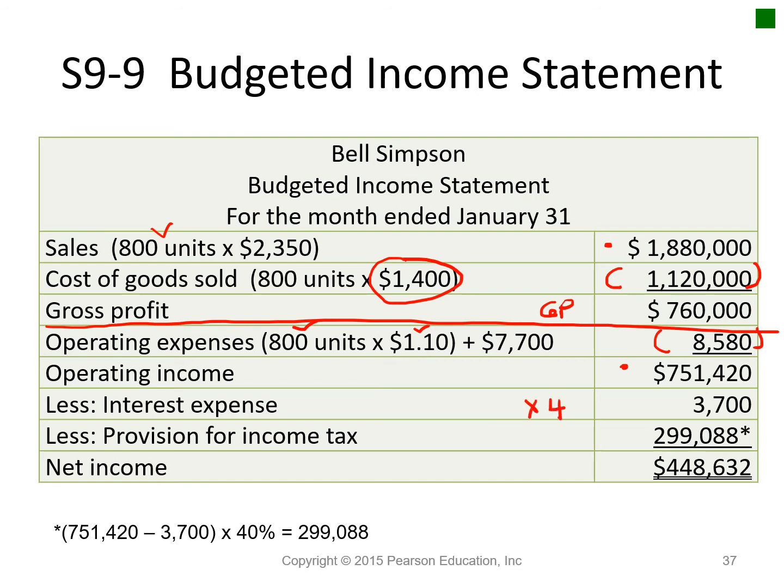You multiply that, or sorry, let's do the tax at the end. Sorry, there's interest expense. I almost forgot. You subtract out the interest expense. That's one of those other line items. Then that gives you your income before tax. And then of course, you would take 751,420, subtract the 3,700, and they're going to show you this calculation right down here below. They take times that 40%. That essentially is your income taxes. You then subtract that. It's going to give you your net income of 448,632.